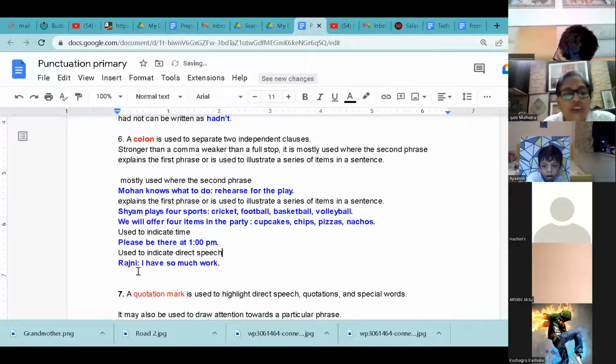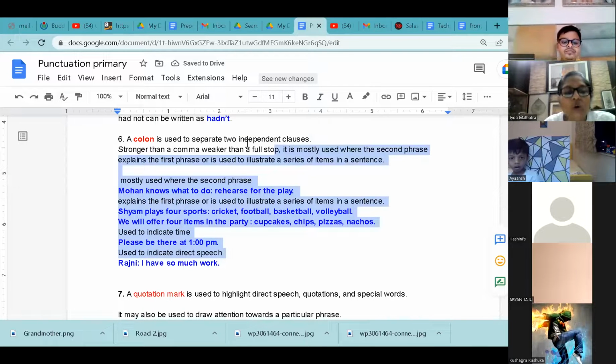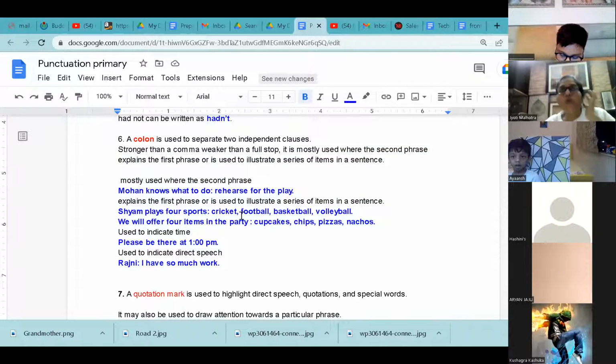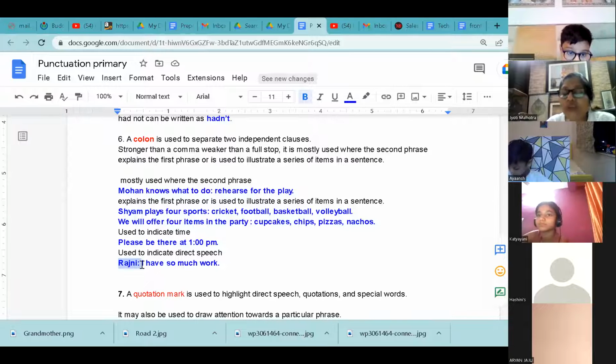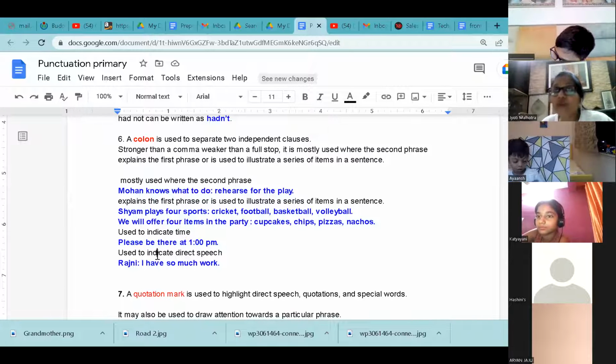The exact words. Now, who will tell me, when you say Rajni colon, I have so much work, who said I have so much work? Rajni. Yes, how do you know? Rajni said because her name is written next to the colon mark. So we make use of this kind of a thing when we are writing down the scripts for a play.